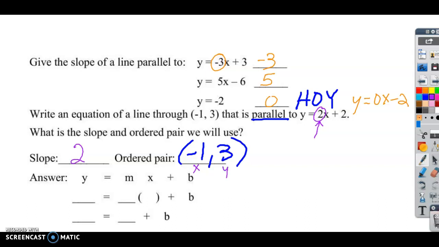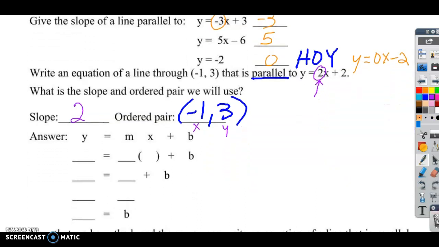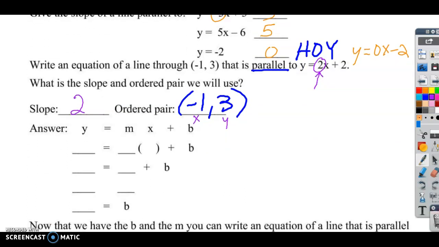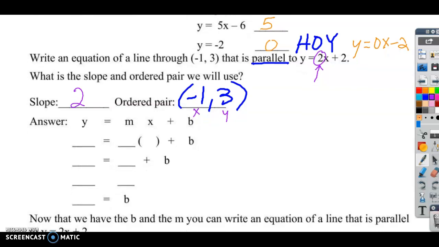If you're using y equals mx plus b, which is what we are doing this year, if you're comfortable with y minus y1 equals m, x minus x1, that's fine. You could use that as well. I'm not going to teach both methods because that confuses a lot of people. So y is 3, m is 2. There's your slope. Your x is -1. Now we're just going to solve for b, the new y-intercept. It's going to be a parallel line, so it's going to have the same slope, but a different y-intercept, just like the two lines we just graphed.